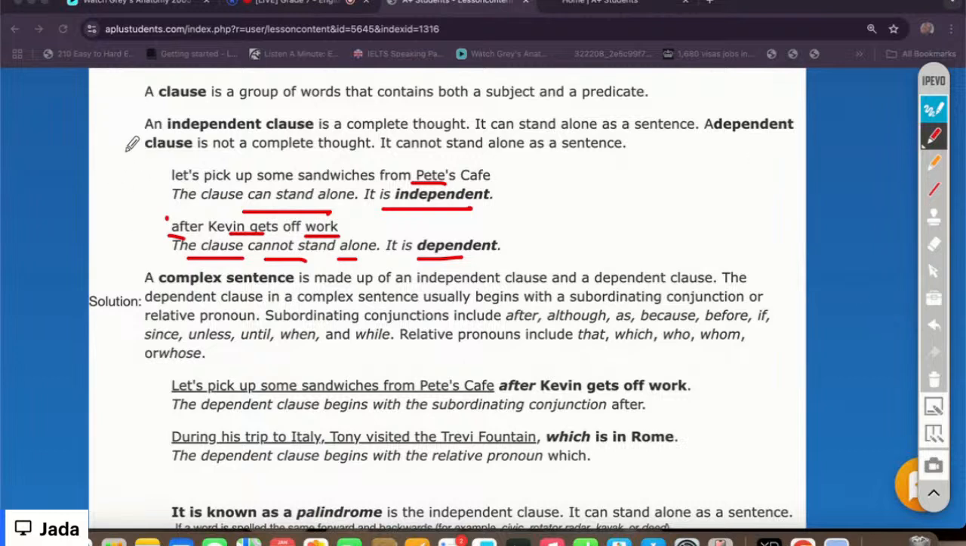So that's it for the independent clause and the dependent clause. You should be able to understand the difference between both of them. All right.